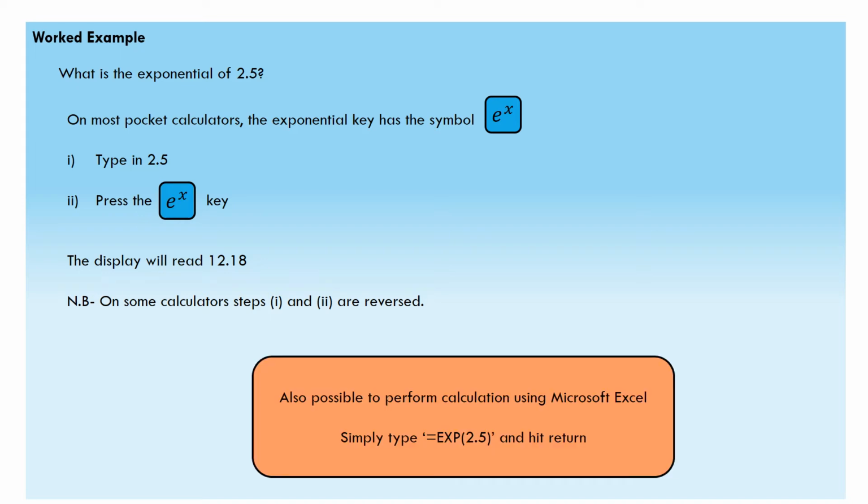Of course, we can also perform these kinds of calculations using Microsoft Excel. So in Excel, you just open Excel and you find a box and you simply type equals EXP(2.5) and you hit return, and Excel will calculate the exponential of 2.5 in that case. The EXP function in Excel is not case sensitive, so it doesn't have to be in caps lock.